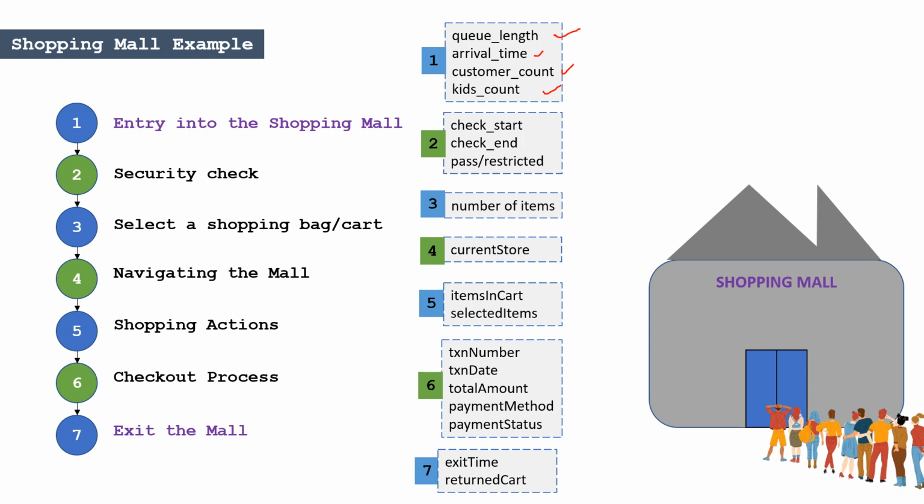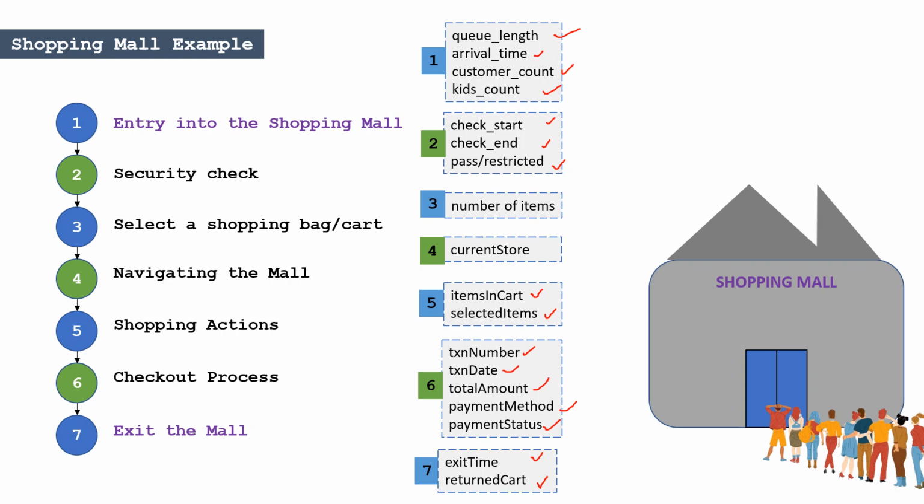For security check, you may identify data like when the security check started, when it ended, whether pass or restricted. Third, selecting a shopping bag or cart will depend on the number of items you want to buy. Then navigating the mall is locating your current store. Then shopping action may include the number of items in the cart and the selected items. Then the checkout process may include transaction number, transaction date, total amount, payment method, payment status, whether pass or fail, and finally the exit. You may note down the exit time and whether the cart is returned or not.